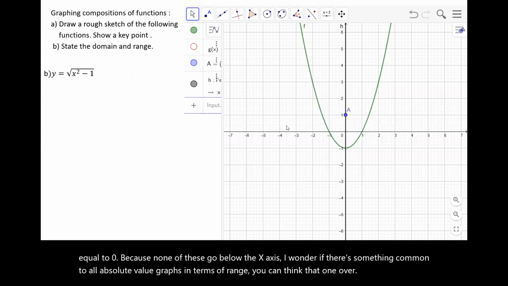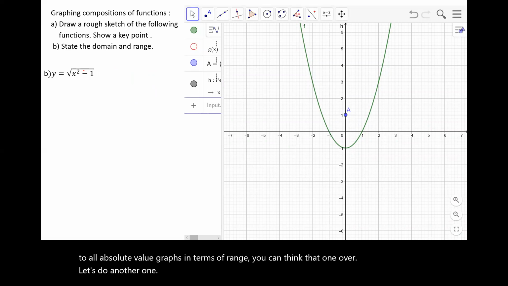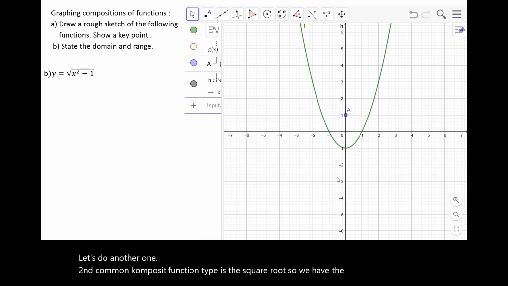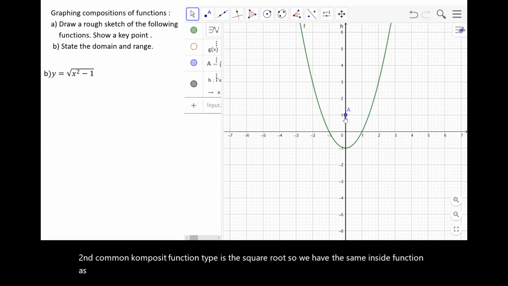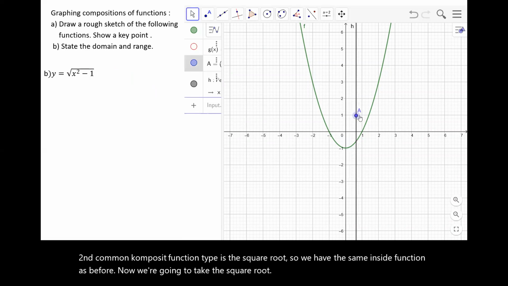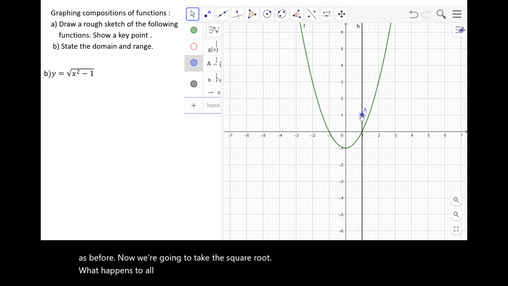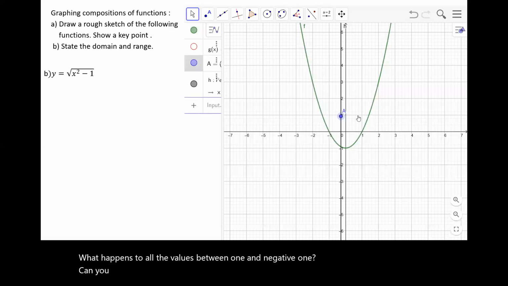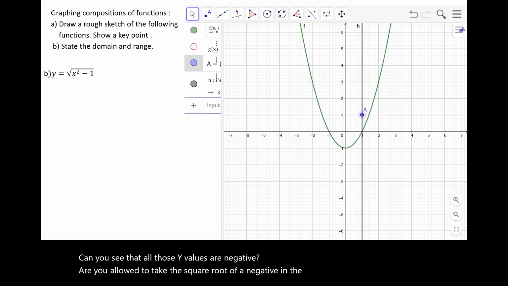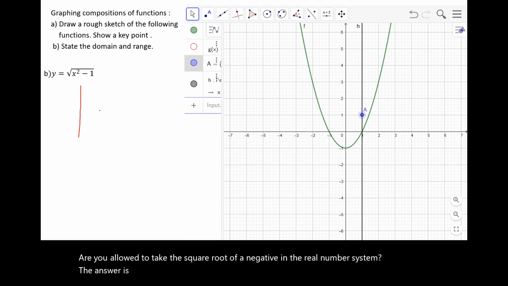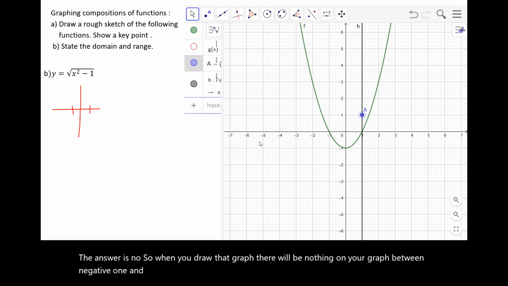Let's do another one. Second common composite function type is the square root. So we have the same inside function as before. Now we're going to take the square root. What happens to all the values between 1 and -1? Can you see that all those y values are negative? Are you allowed to take the square root of a negative in the real number system? The answer is no. So when you draw that graph, there will be nothing on your graph between -1 and 1. Nothing will be on that graph.